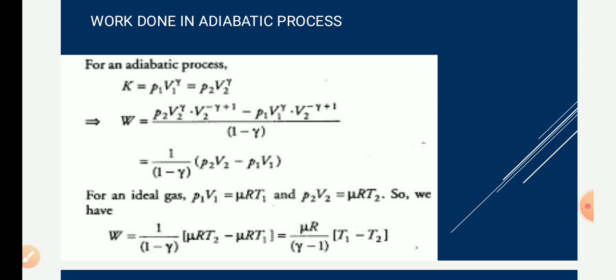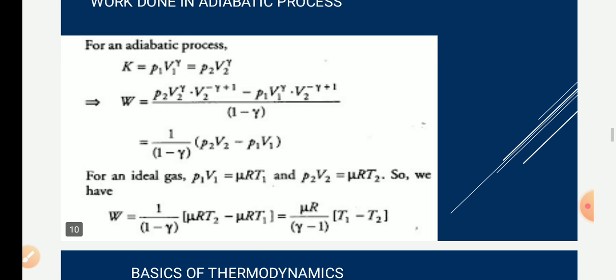From the ideal gas equation we know that PV equals nRT. Here two states are there. So P1V1 is treated as mu R T1 and P2V2 as mu R T2. By substituting these values, W equals 1 by 1 minus gamma times mu R T2 minus mu R T1. Here the terms mu and R are constants, so we take them out as common. So W equals mu R by gamma minus 1 times T1 minus T2. This is the work done in an adiabatic process.